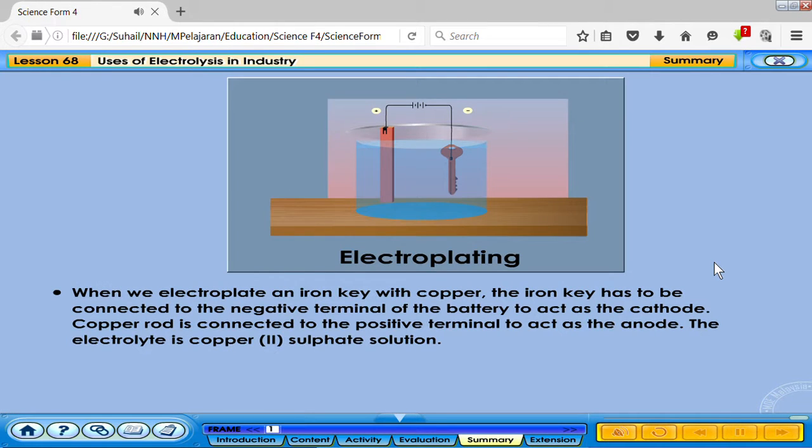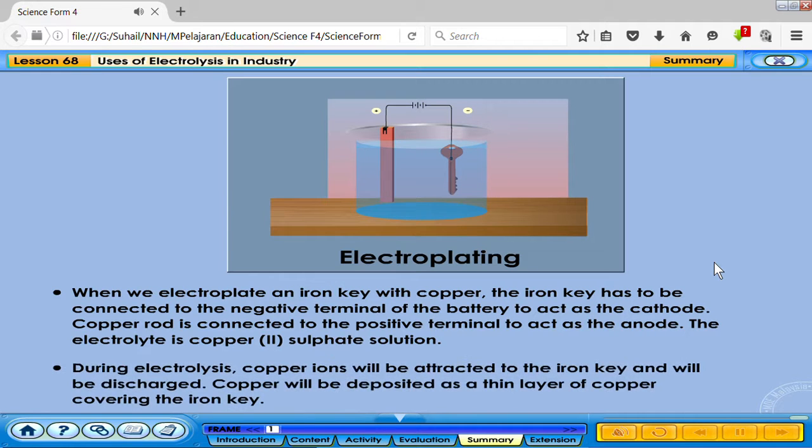When we electroplate an iron key with copper, the iron key has to be connected to the negative terminal of the battery to act as the cathode. Copper rod is connected to the positive terminal to act as the anode. The electrolyte is copper 2 sulfate solution. During electrolysis, copper ions will be attracted to the iron key and will be discharged. Copper will be deposited as a thin layer of copper covering the iron key.